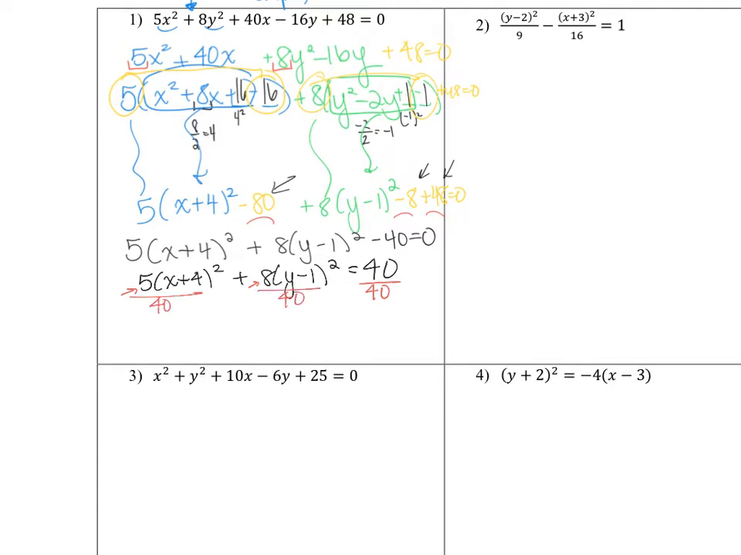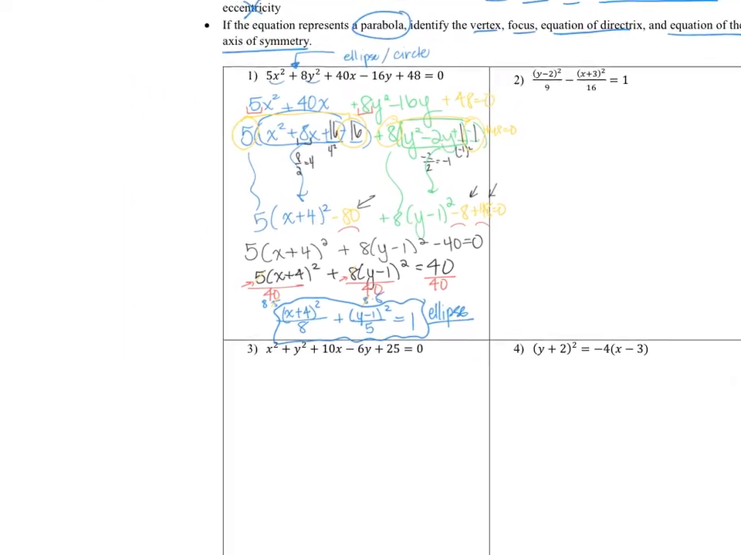And so when I divide by 40, 40 is 8 times 5 and 8 times 5. So my 5's will cancel. So I'll be left with just (x plus 4) squared over 8 plus the 8's will cancel. So we're going to be left with (y minus 1) squared over 5 equal to 1. So we've written the equation in our pretty form, and you can recognize a lot more easily now that that is for sure an ellipse.